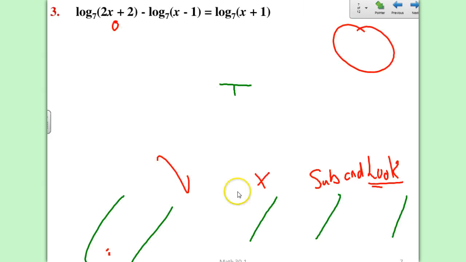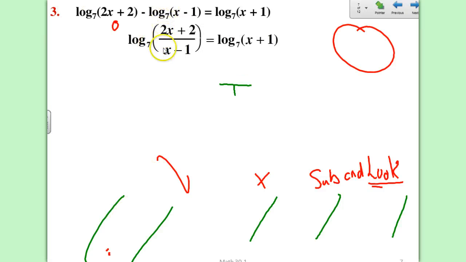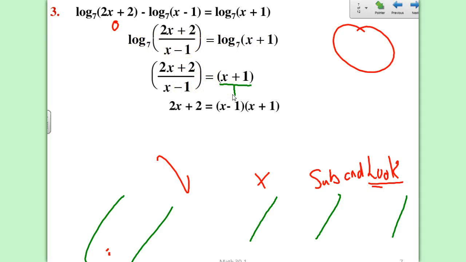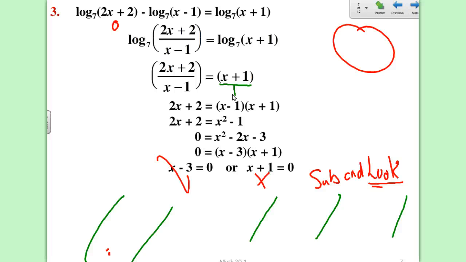How about this one? Ooh, a bigger question. Again, using the laws of logs, where do we go from here? So I've got two logs here. I'll use the laws of logs. I can put those two things together. That's division. And if I put these two arguments together, because now log 7 equals log 7, I get (2x plus 2) over that equals x plus 1. Nice. I cross multiply, and I end up with another quadratic. I factor, I find answers of x equals -3 and x equals 1.